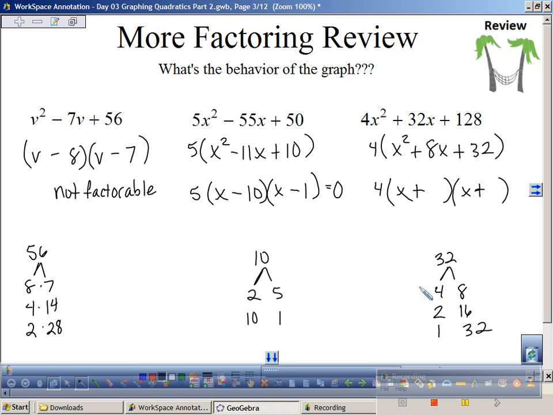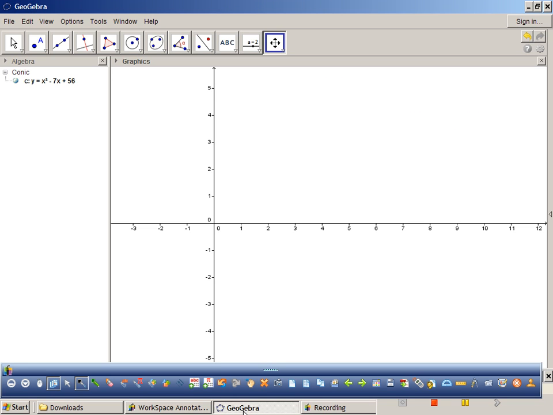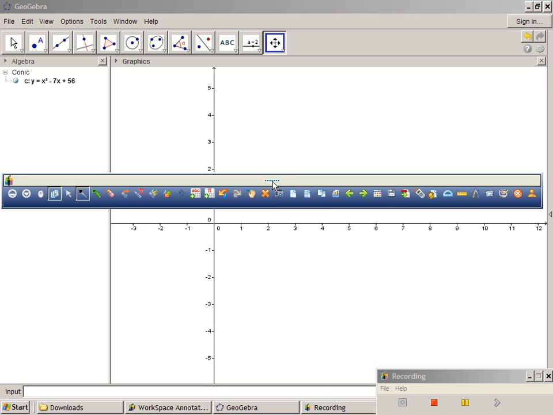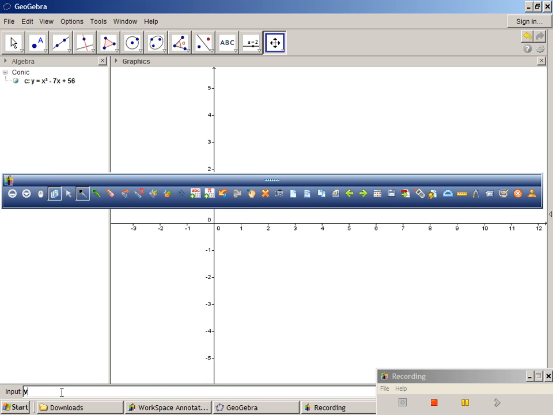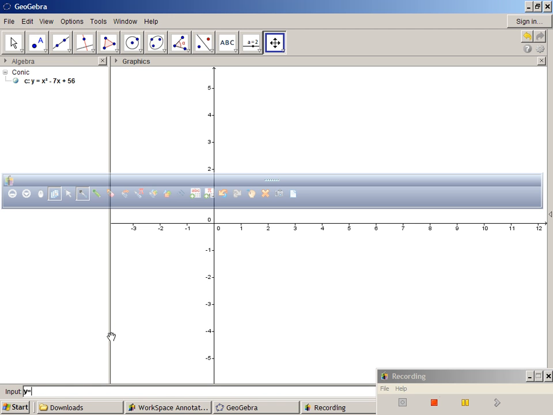4x squared plus 36x plus 128. Let's check it out on GeoGebra. Y equals, can you guys see my typing down here? Y equals, what was it, 4x squared? I have to use a little caret sign for a squared. You see that? A little bit? 4x squared plus, what? 32x plus 128. Put that in there.